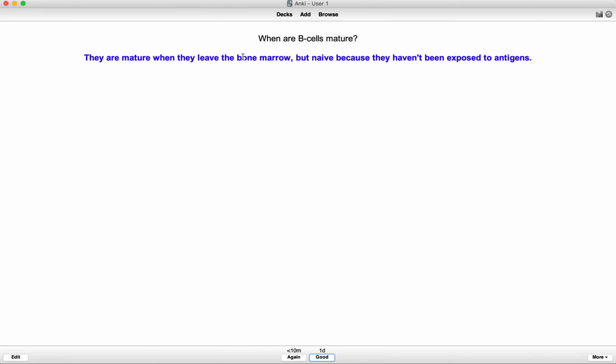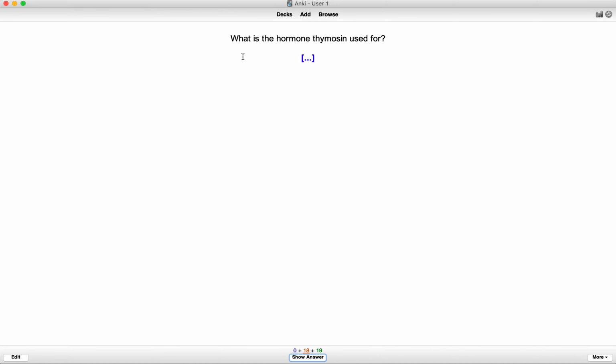No, they are mature. Mature when they leave the bone marrow, but naive because they haven't been exposed to antigens yet. Whereas the hormone thymosin is a peptide hormone secreted by thymic cells in the thymus, which causes activation of T cells.